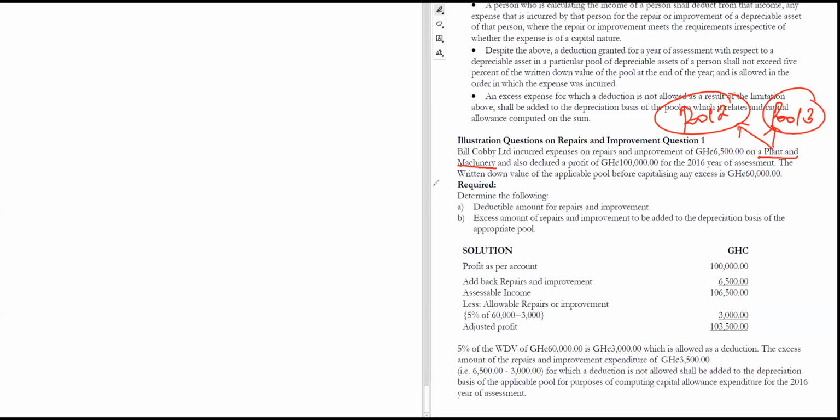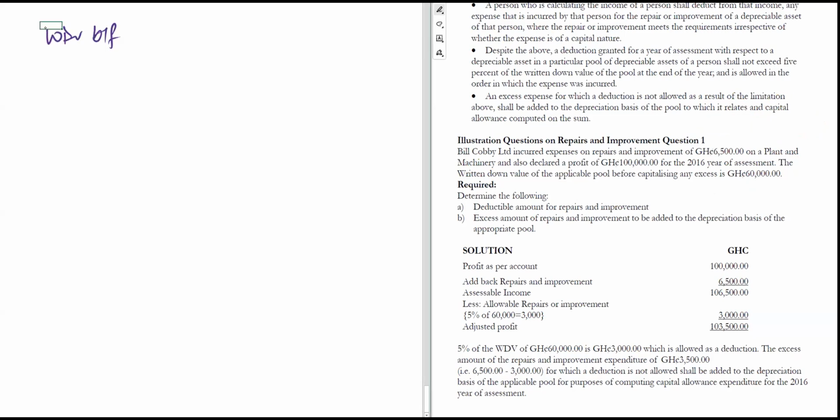And they are telling us that the written down value of the applicable pool before capitalizing any excess is 60,000. That means they've given us the pool already, the written down value. So when they took the written down value brought forward for that pool, we don't know what pool that is, but roughly it's pool 3. Maybe the written down value was some amount, then there were some additions during the year. They added these additions. There were some disposals. They took out those disposals, right?